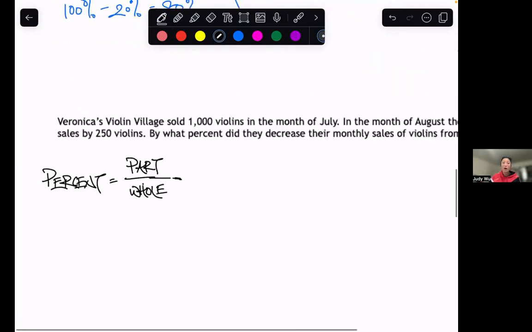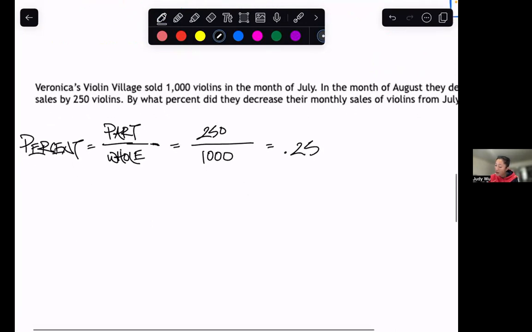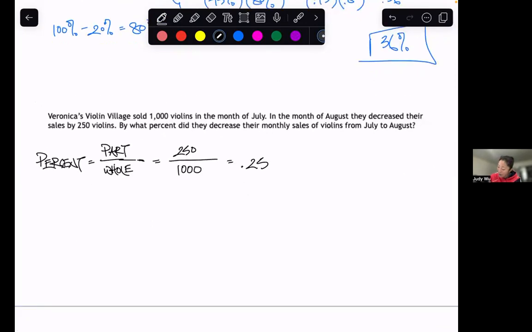Okay. And so how much did they decrease by? Well, that was 250 violins. And how many had they sold in July? Well, that was 1,000. And if I put this into my calculator, I'm going to get 0.25, but that's not the percent. We still have to move that decimal place and we get 25%.